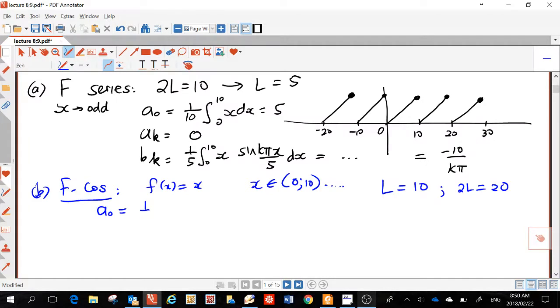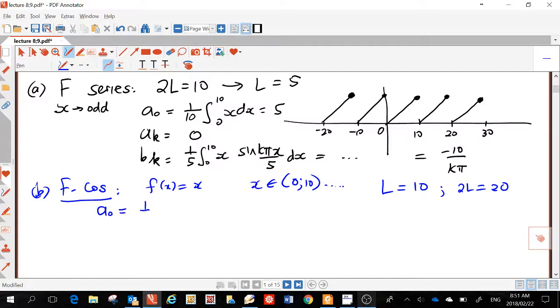Yes? Say again? Yeah. Yeah, because that was 0 to 10. The function is defined only there. You have to work only where the function is defined.